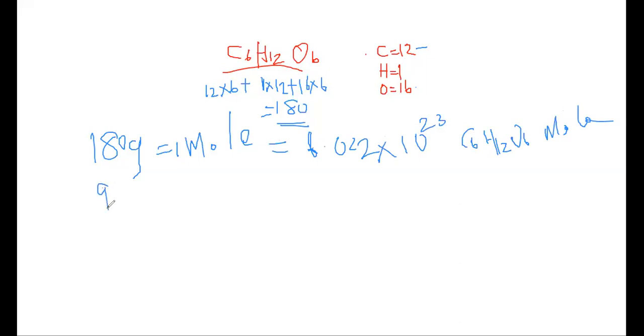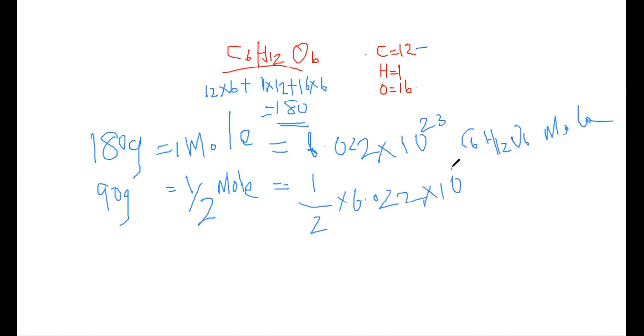Simply, if you take 90 gram of glucose, how many moles? Half. So half into 6.022 into 10 to the power 23. What molecules? Glucose molecules.